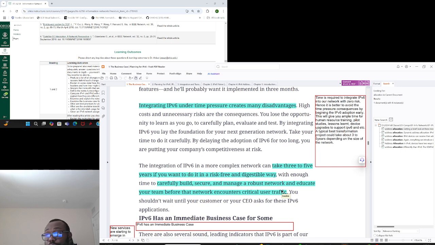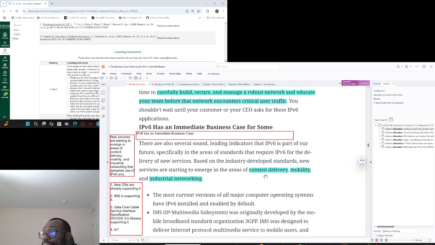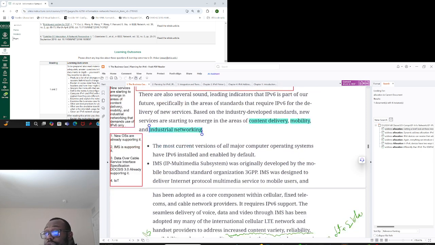You can create sample services on your own within your own confines, and then troubleshoot, look at how the routing table, OSPF, BGP, and all that functions around it, right? So that's also another thing. We're saying that content delivery, mobility, and industrial networking are also going to drive these demands.